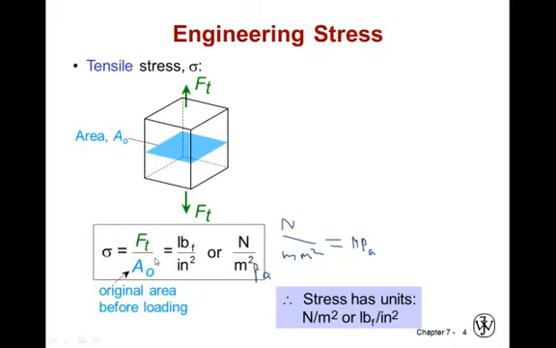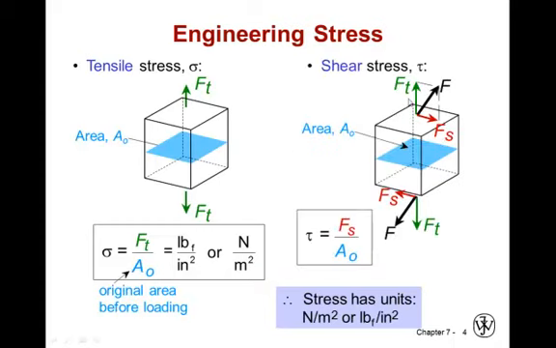and it has units of pounds per square inch or newtons per square meter, and this newton per square meter is a Pascal. A newton per square millimeter is a megapascal. The Pascal is kind of a small stress, so often we'll be dealing with megapascals, sometimes even gigapascals.